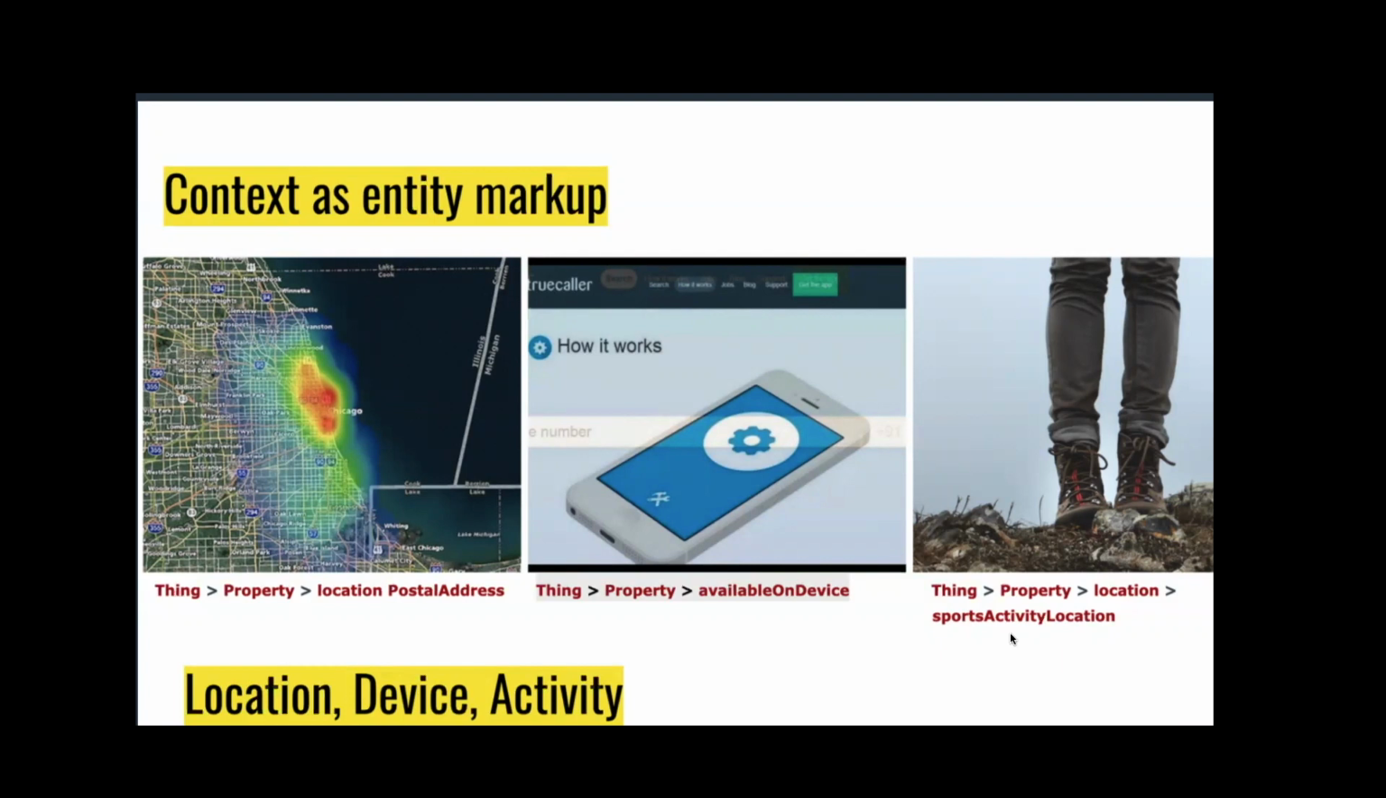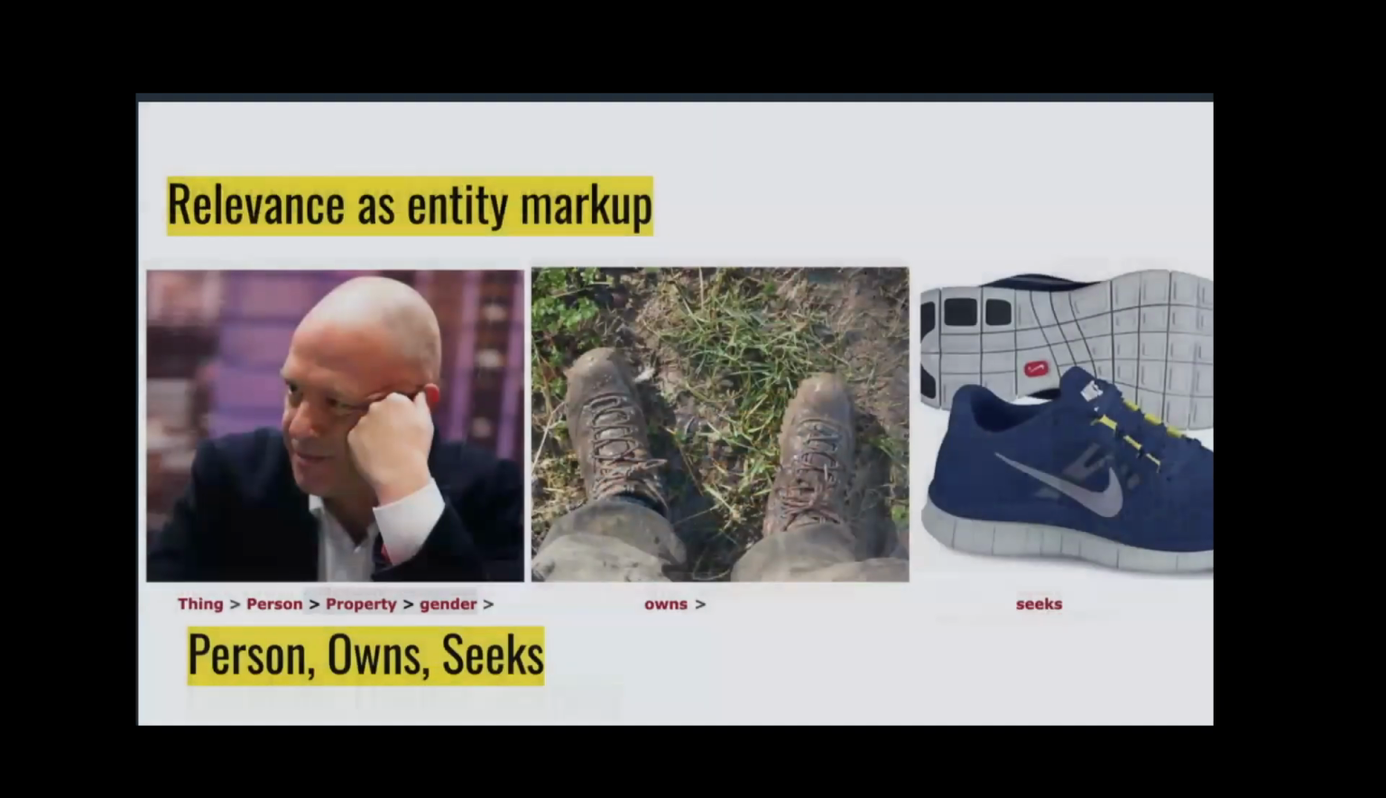This is where the most important change within the search landscape occurs, a progression from the ubiquitous keywords to the increasingly important entities. What we're looking at here is the next level of metadata. It's the contextual metadata, context as entity markup, which basically takes an asset to an entity. An entity is location, device, and activity aware. It's also a person. A person is a thing, who owns a pair of shoddy shoes, who seeks a new pair of shoes for walking. This is relevance as entity markup.